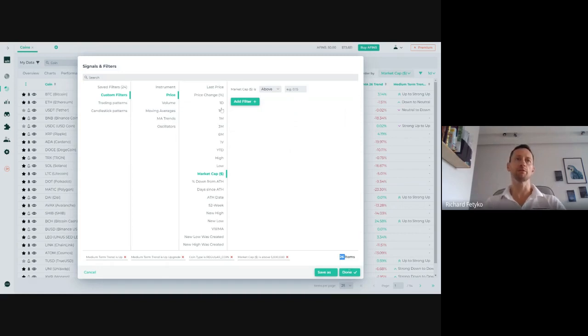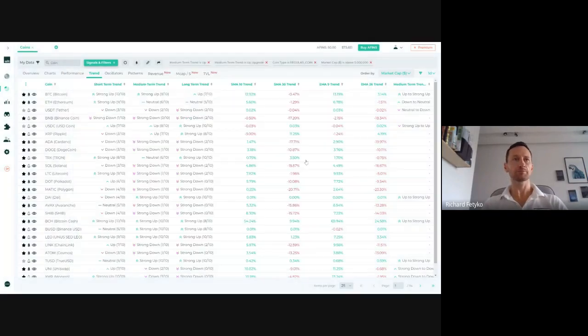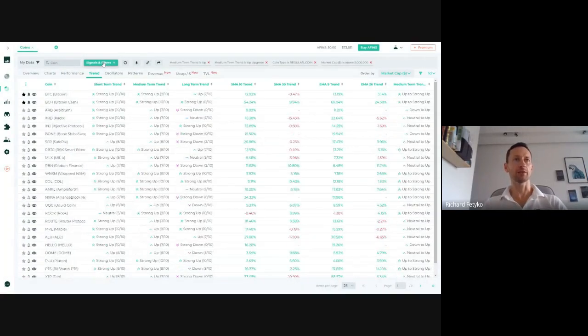You could be even tougher on that and say, well, I also want these assets to be in an uptrend on the short-term or long-term basis. You can add those criteria and fine-tune that further. Now, actually, let me get back to this real quick.